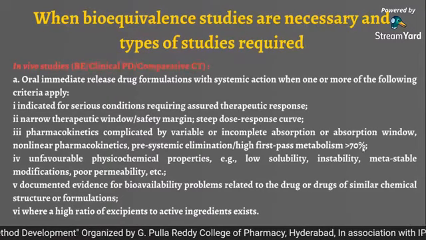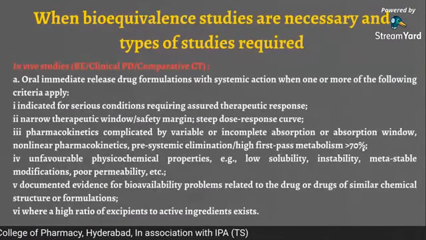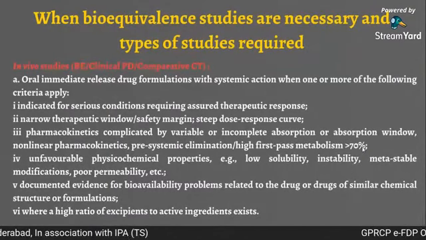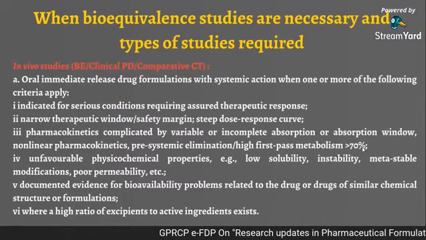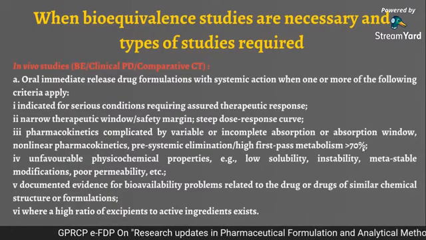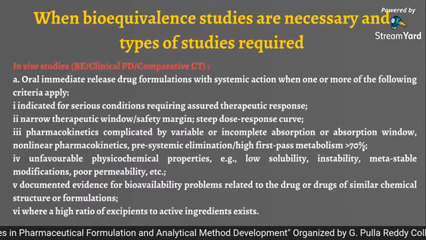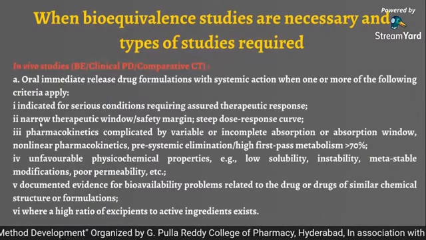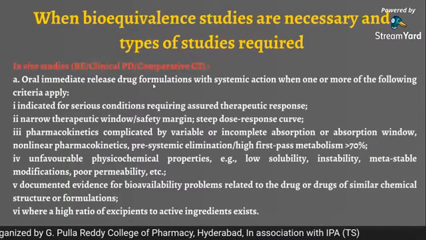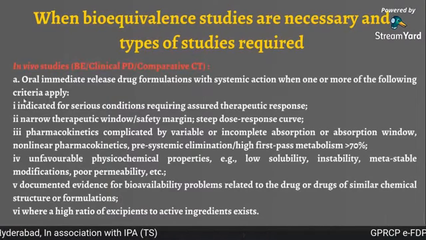In vivo studies are required. These are the list of dosage forms where in vivo bioequivalence testing is required. That bioequivalence may sometimes be a pharmacokinetic bioequivalence, clinical pharmacodynamic study, or comparative clinical trial study. In the following categories of dosage forms, this is required. Example, starting with A, oral immediate release drug formulations with systemic action, when one or more of the following criteria applies.